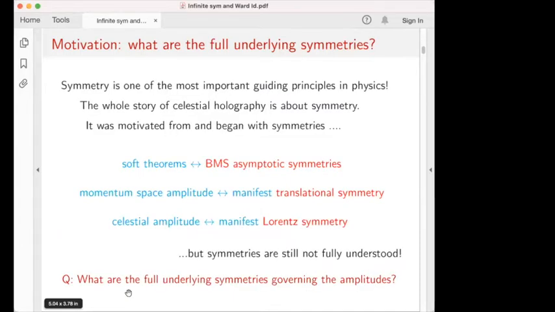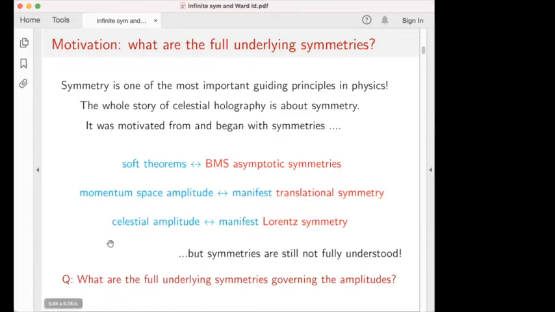The main motivation of this talk comes from the following question. What are the underlying symmetries governing the scattering amplitudes in flat spacetime? We all know that symmetry is one of the most important guiding principles in physics. Actually, the whole story of celestial holography is about symmetry. It was motivated from symmetry. People first observed that soft theorems can be regarded as Ward identities associated to BMS symmetries.